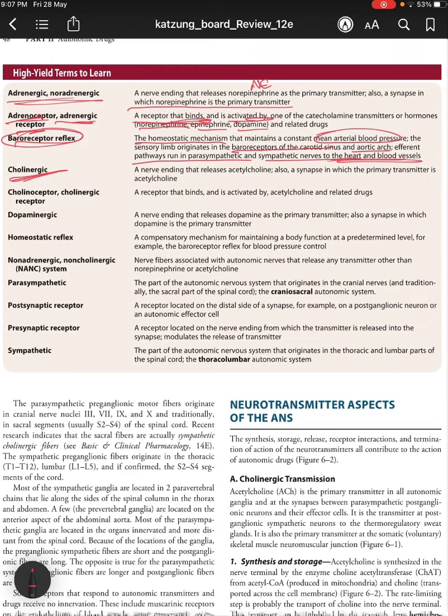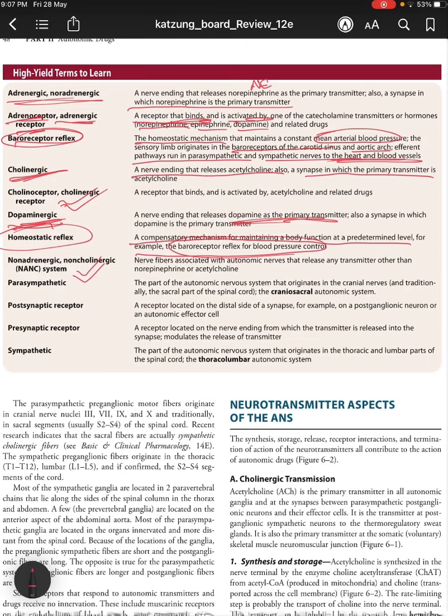And then what does cholinergic mean? So it is a nerve ending that releases ACh, and it is also a synapse in which the primary transmitter is ACh. And then the same thing for the cholinoceptor or cholinergic receptor. Dopaminergic, the same thing. Dopamine is a primary transmitter. And then what is a homeostatic reflex? So it is a compensatory mechanism for maintaining a body function at a predetermined level. For example, the baroreceptor reflex is a reflex for blood pressure control.